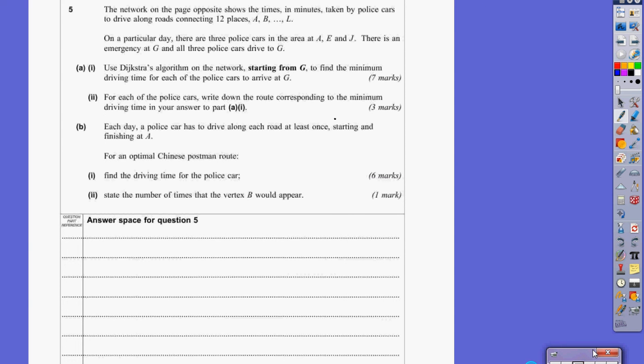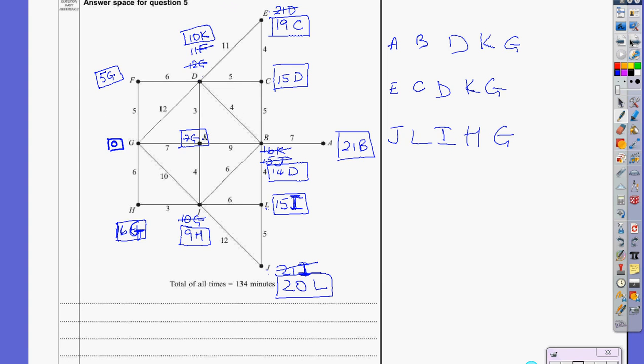Okay, so we're on 5B, which is now looking at the Chinese postman, and I'm going to try and do it on the same thing I've done previously, but I am going to change the colour in the hope that it makes it a little bit clearer for you watching this.